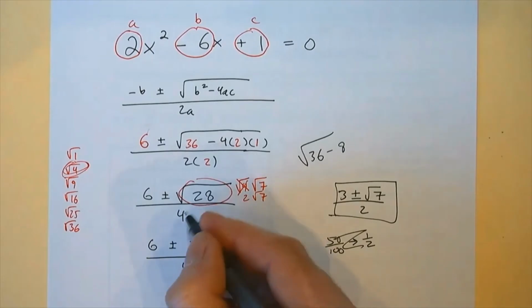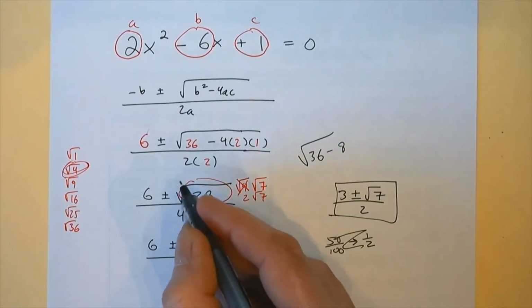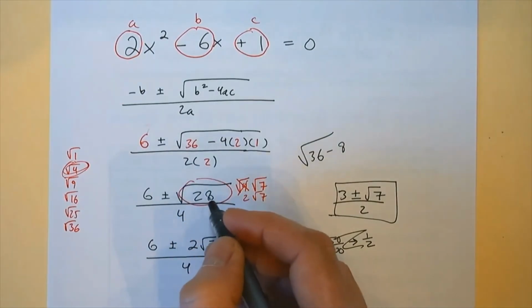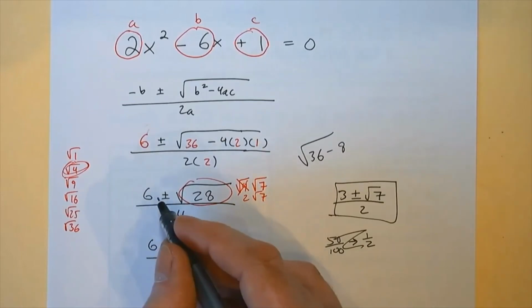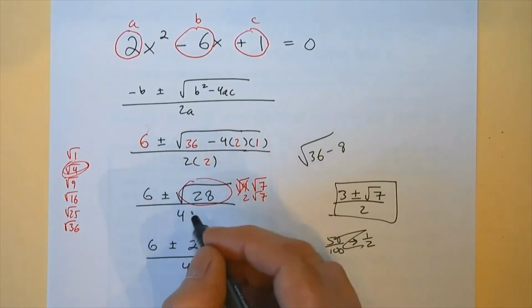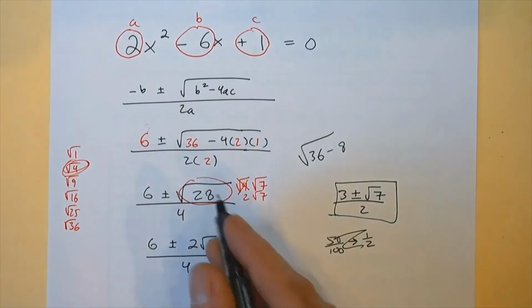Never cancel here, because this is not a 28. This is the square root of 28, a weird decimal. You can't cancel here because this 4 is part of the whole thing. I see people try to cancel. No, you can't. Okay, so we can break that down.